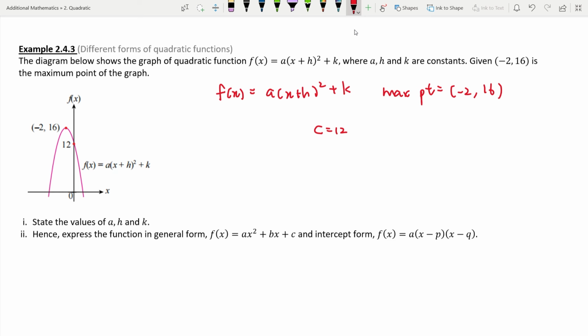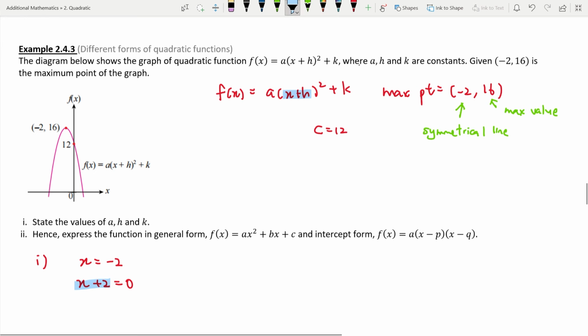Number 1. State the values of a, h, and k. From the maximum point, we know that -2 is our symmetrical line, and 16 is our maximum value. Therefore, x = -2, x + 2 = 0. Compare x + 2 with x + h. We get h = 2. As for the value of k, k is the maximum value. Hence, k = 16.